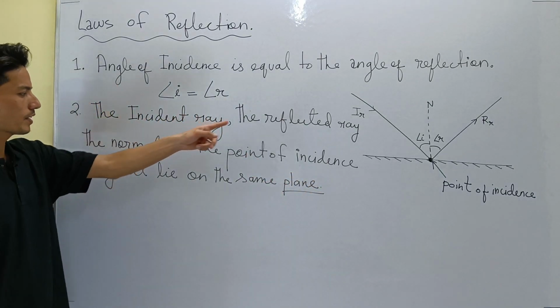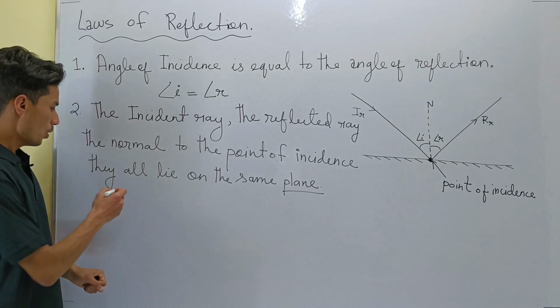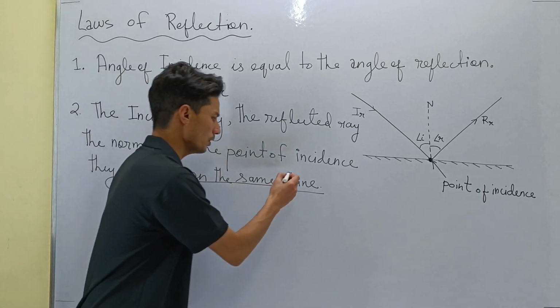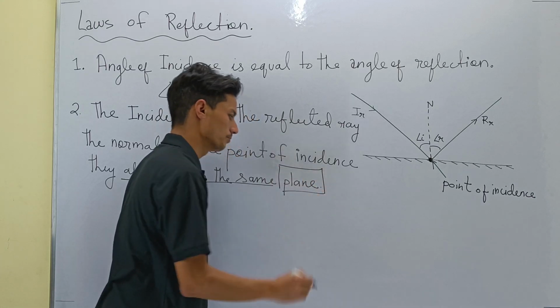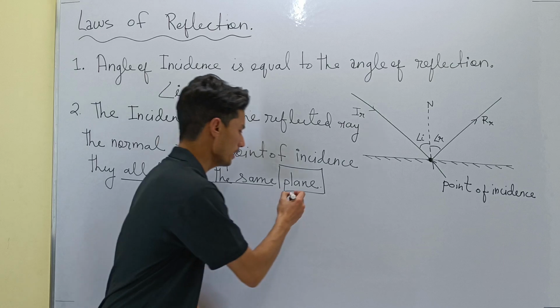So the incident ray, the reflected ray, and the normal to the point of incidence, all of them lie on the same plane. Now, what is this word plane? You just need to understand what a plane is. Now, what is a plane?